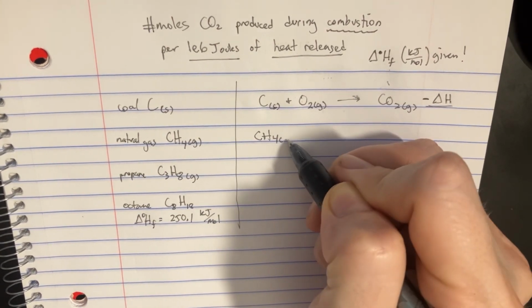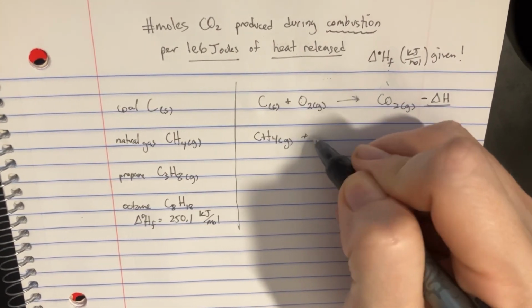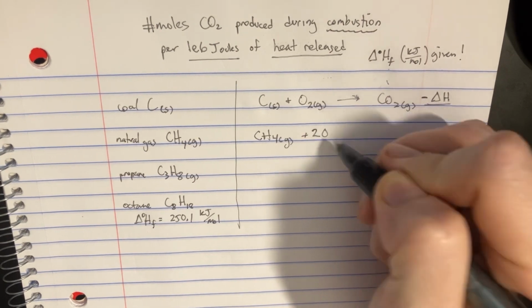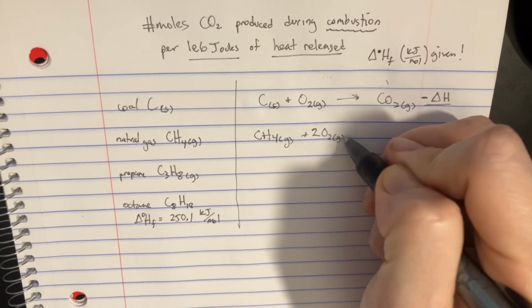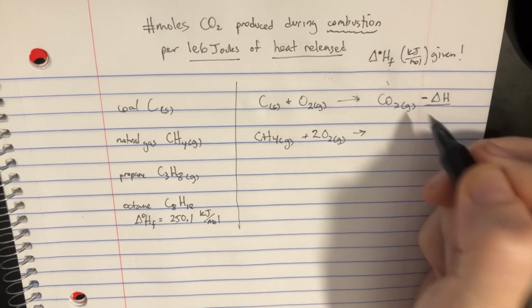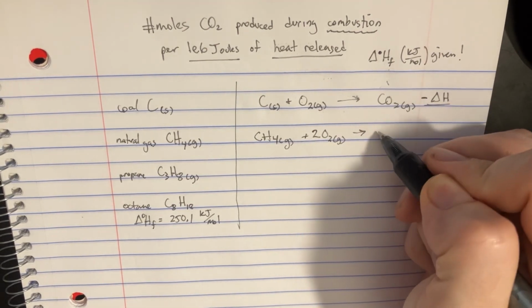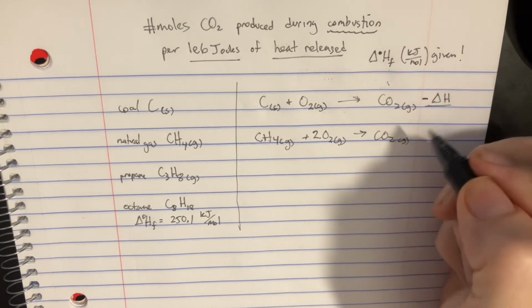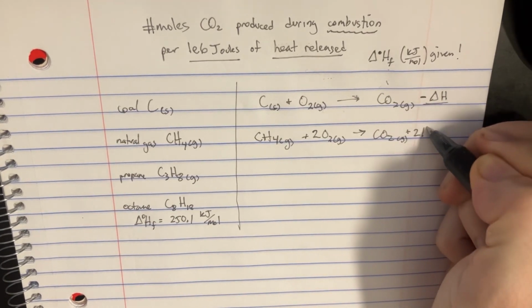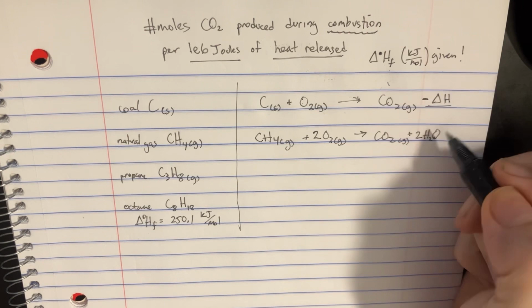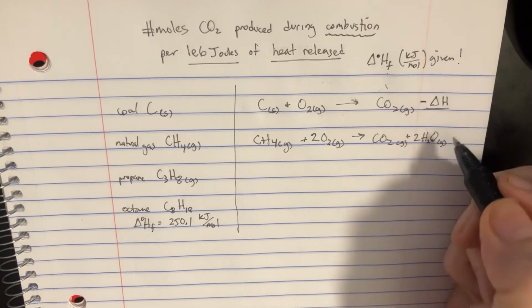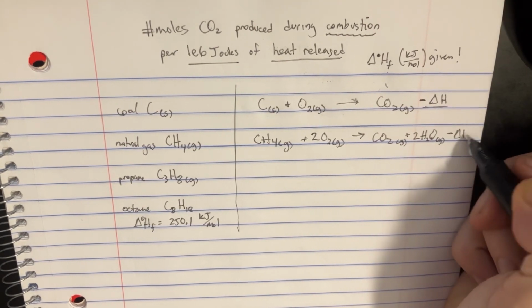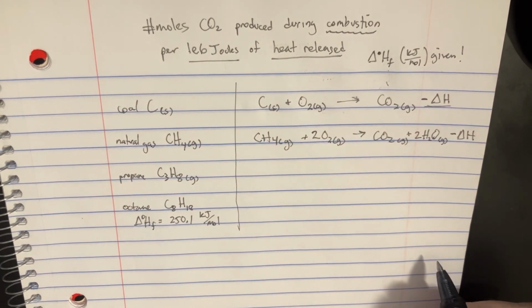CH4 gas plus the O2, we're just going to balance this right away so we don't waste too much time on this. But essentially the next step after writing these out is to just balance it. And we're going to have CO2 gas plus 2 H2O. This is a gas, and then minus that H over there.